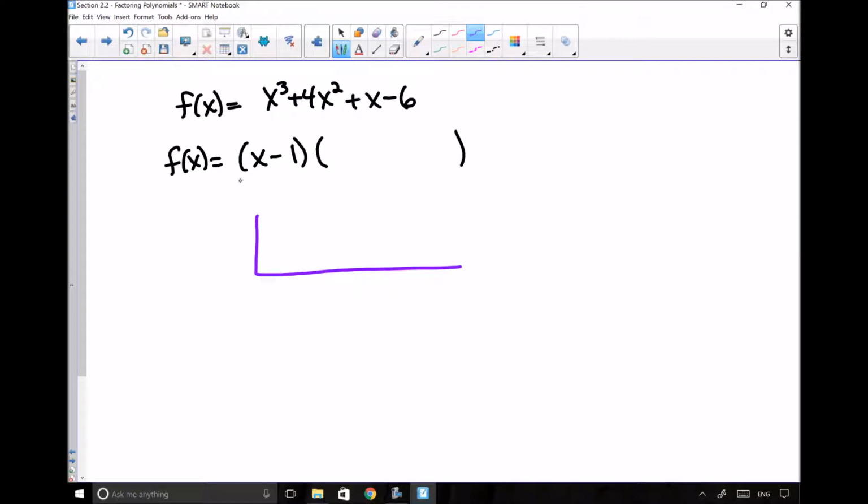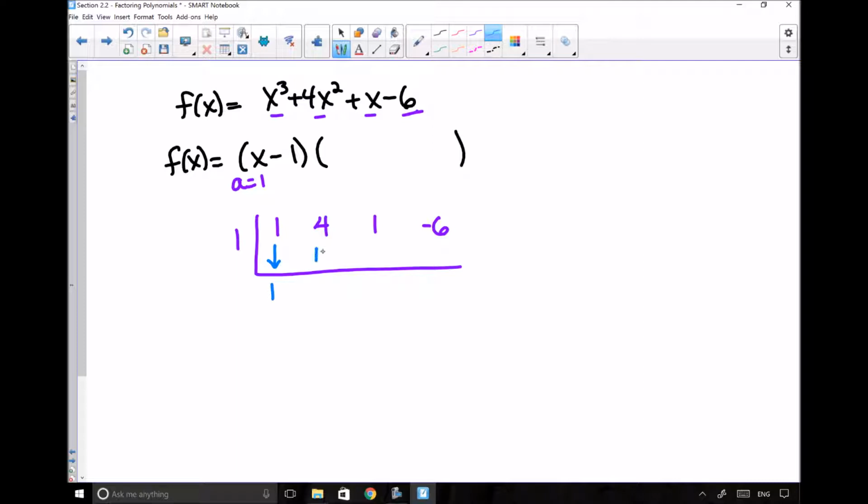So since my a value is 1, I'm going to put a 1 right here. Here I use my coefficients in descending order, and I make sure that there's a coefficient for each term. So if it goes to the power of 3, 2, 1, 0, there's a coefficient for each term, so we don't have to worry about adding any zeros in. So my coefficients are 1, 4, 1, and negative 6. So let's go ahead and do our synthetic division. Don't forget, we always bring the 1 down.